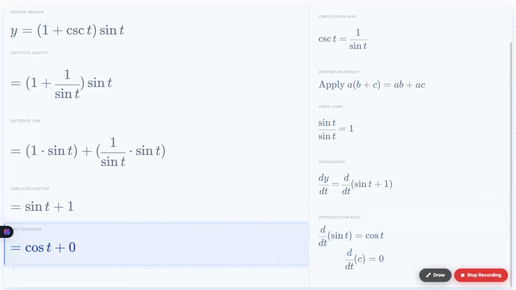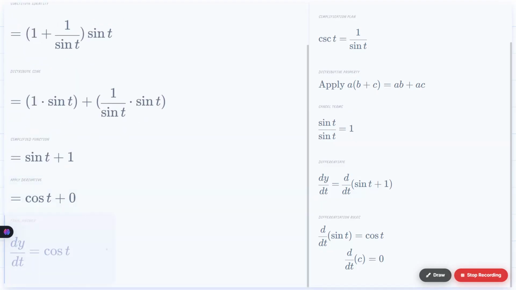We write cosine plus 0. We do this to follow our derivative rules. We replace the parts with their new values. We write the final answer as dy divided by dt equals cosine. We do this to show the finished result. Adding 0 does not change the value of cosine.